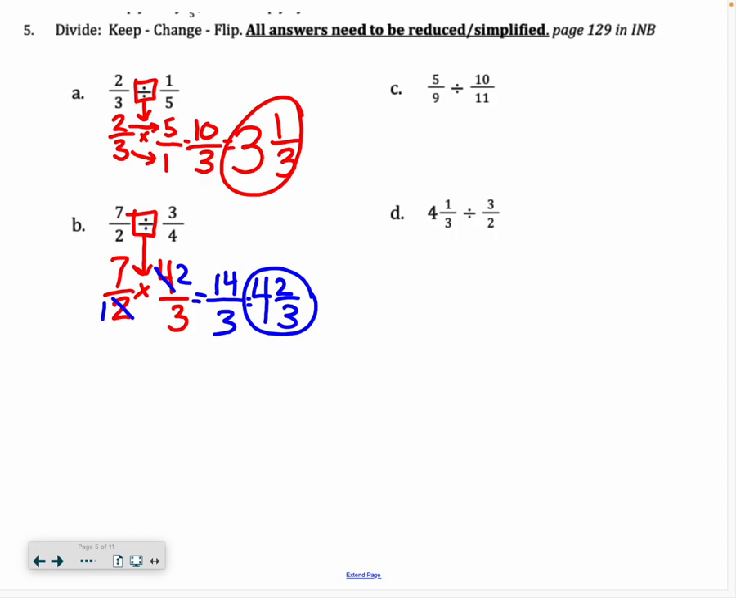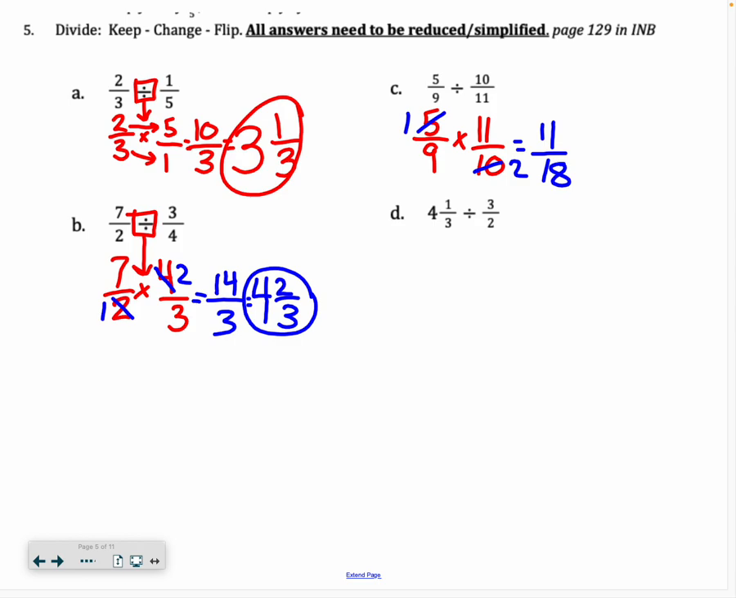C, 5/9 divided by 10/11. Keep the first fraction the same, change your operation sign, flip your second fraction. Some cross simplifying I can do on this one. I can divide both 5 and 10 by 5. So 5 divided by 5 is 1, 10 divided by 5 is 2. Multiply across, 11/18, and that's already simplified.